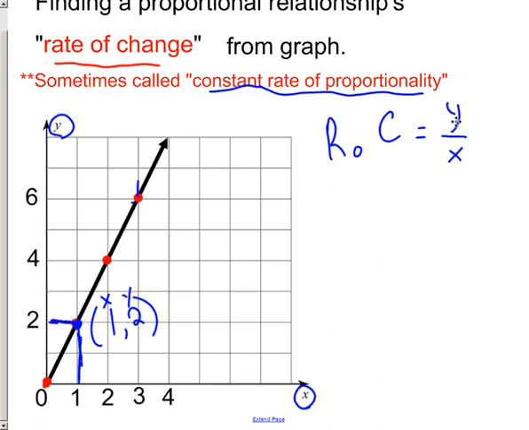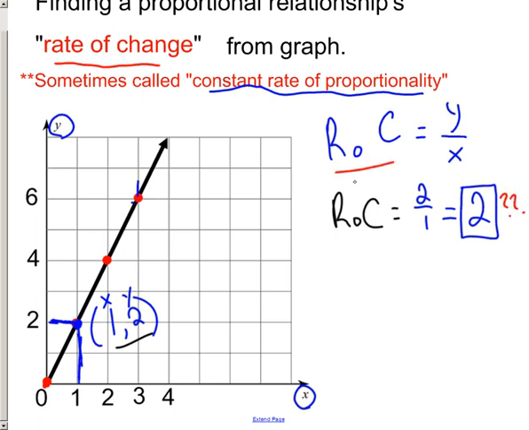My equation is y divided by x. And so all I have to do is take the points here and divide it. So my rate of change for this proportional line is 2 divided by 1. And what's 2 divided by 1? 2. Now, what does this 2 mean?